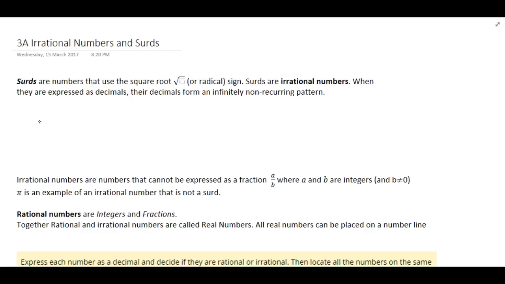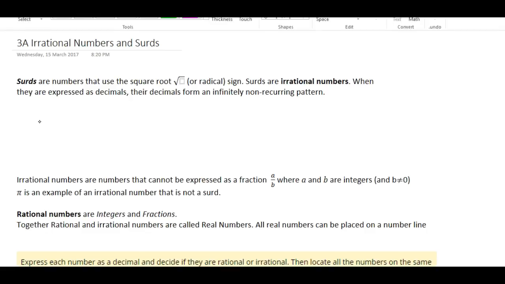Surds are what's called irrational numbers. That means if they are expressed as decimals, their decimals form an infinitely non-recurring pattern. A good example of an irrational number is pi. Pi is a famous one. Everyone knows that the digits after the 3 in pi go on forever and ever without a pattern. Surds are the same sort of thing.